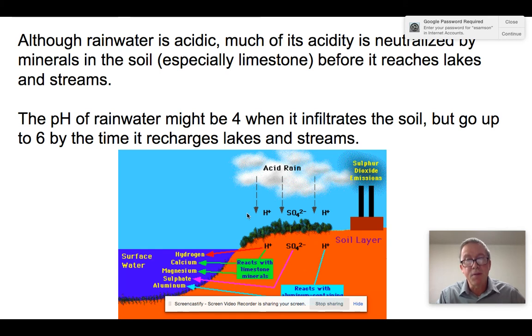Well, but there's a couple problems here, and one problem is, every time you dissolve limestone, there's less of it there. So over time, what happens is the soil basically runs out of its ability to buffer, and all of a sudden there's a sudden change in the pH of the lake.